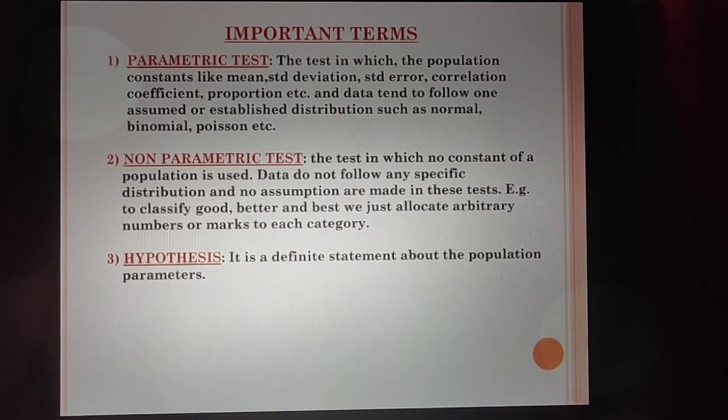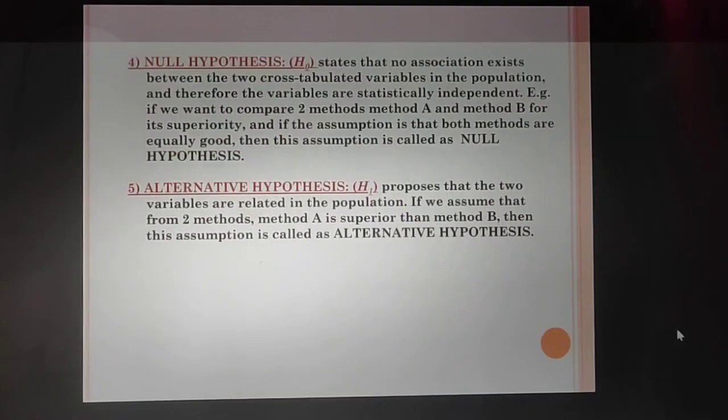The third point is what hypotheses are. A hypothesis is basically a defined statement about a population parameter. We assume that we are going to solve our problem in that standard. That is our hypothesis. Then the null hypothesis. The null hypothesis states that no association exists between the two cross-tabulated variables in the population, and therefore the variables are statistically independent.